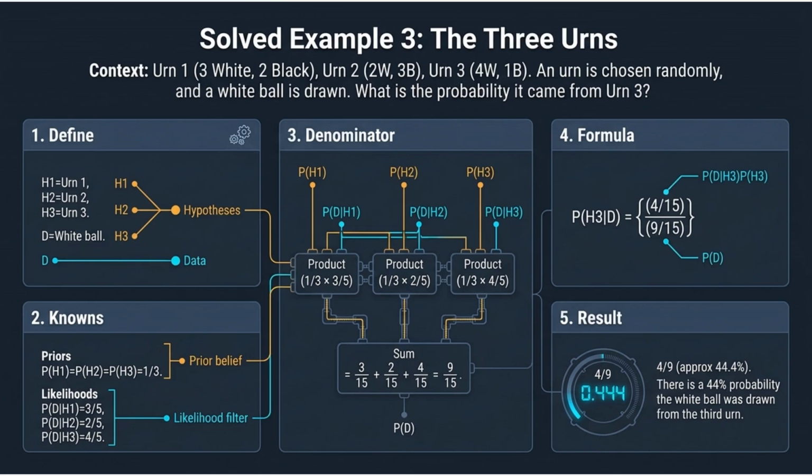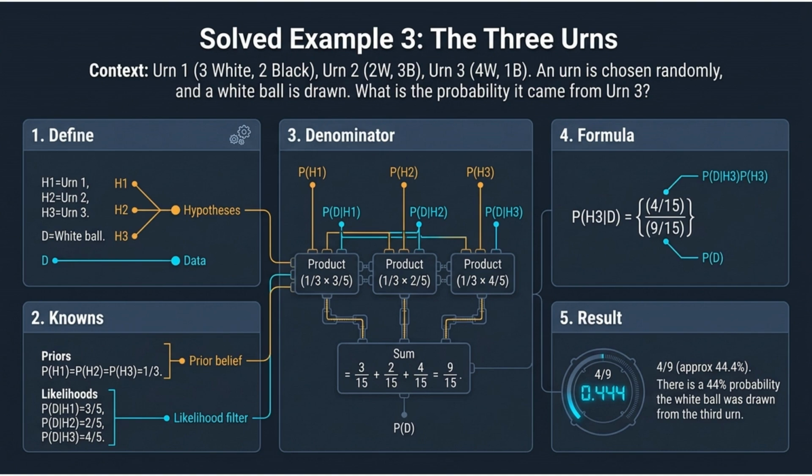Solved example 3, the 3 urns. Urn 1 has 3 white and 2 black balls. Urn 2 has 2 white and 3 black. Urn 3 has 4 white and 1 black. Pick an urn at random, draw white. Priors 1/3 each. Likelihoods 3/5, 2/5, and 4/5.